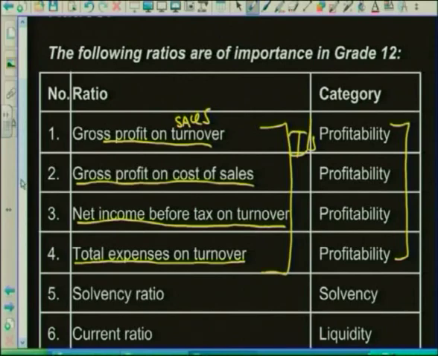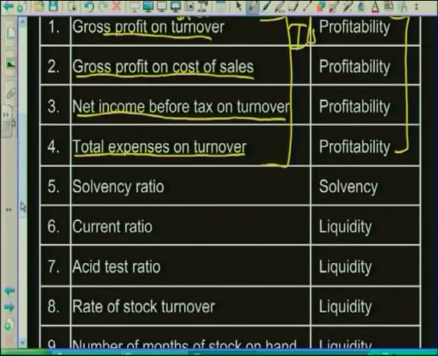Then the next set of ratios, under the category solvency, there's just one ratio, and it is called your solvency ratio. Remember, solvency is whether the business is able to pay its total liabilities. In other words, total assets being compared to total liabilities. That's just one ratio that falls under solvency.